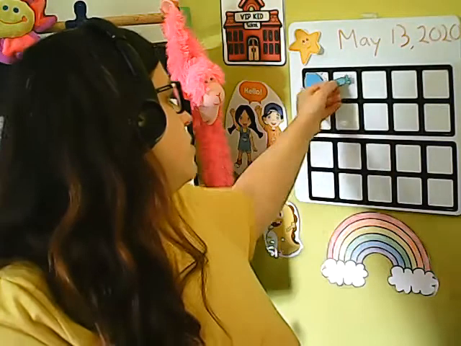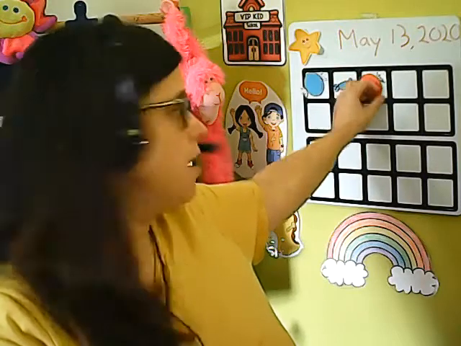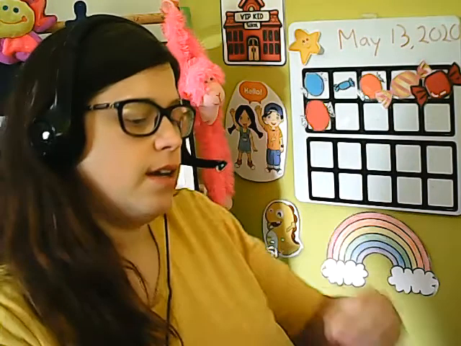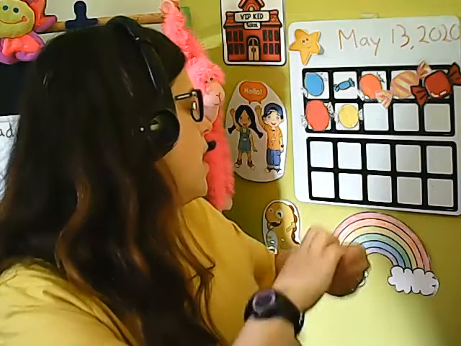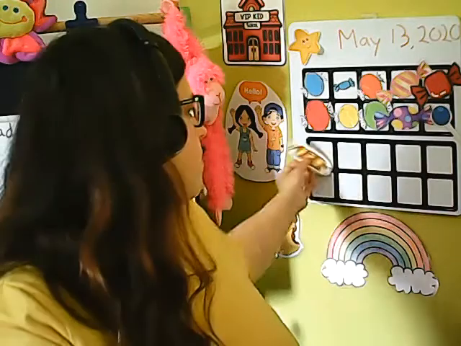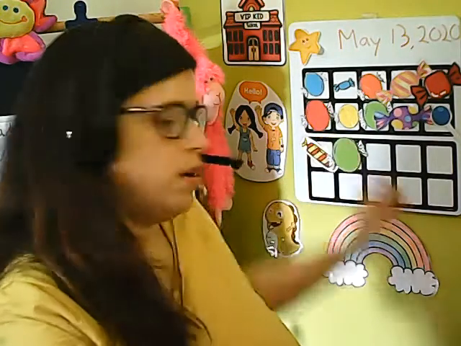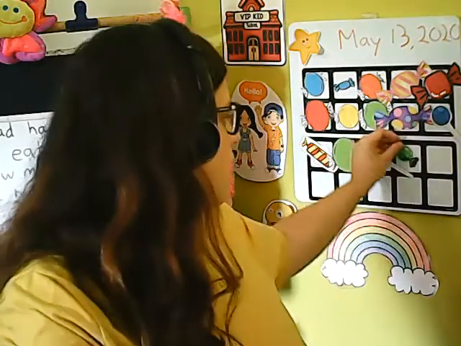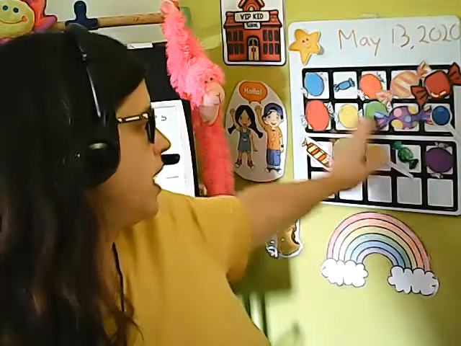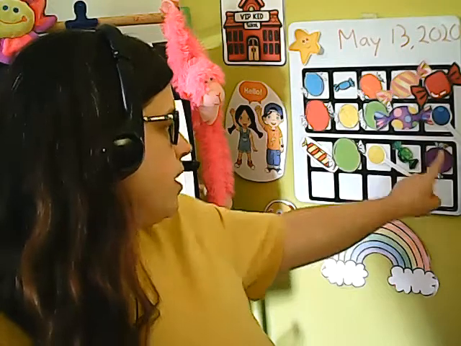1, 2, 3, 4, 5, 6, 7, 8, 9, 10, 11, 12, 13, 14, 15. And if you noticed, I moved from left to right, top to bottom. So it is very easy to see 10 and 5 is 15. 10, 11, 12, 13, 14, 15.